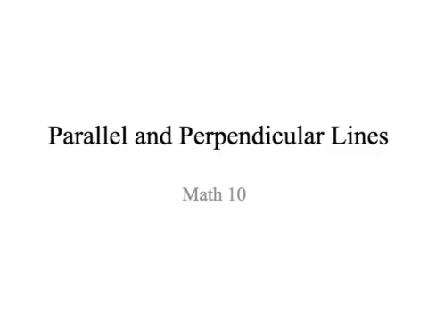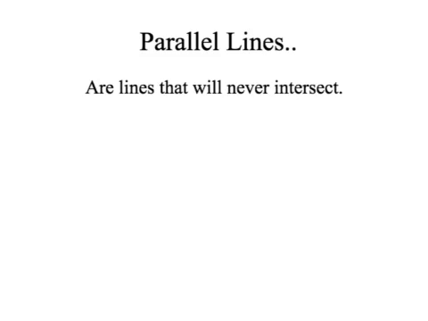To continue our talk about slope, we're going to talk about parallel and perpendicular lines. First, we need to talk about what parallel lines are. Parallel lines are lines that will never touch, they will never intersect. So they're like railroad tracks. They're never going to cross each other.